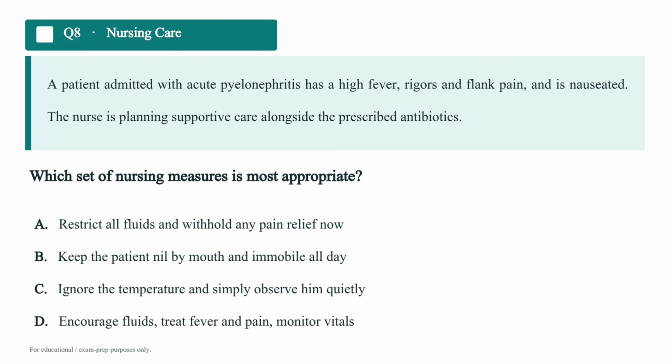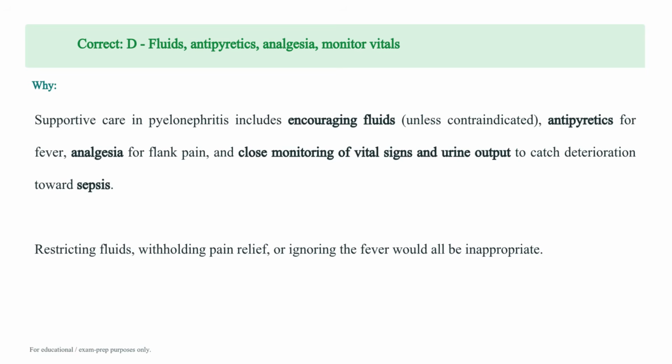The answer is D. Encourage fluids, treat fever and pain, and monitor vitals. Supportive care means encouraging fluids unless contraindicated, giving antipyretics for the fever and analgesia for the flank pain, and closely watching vital signs and urine output to catch any slide towards sepsis. Restricting fluids, withholding pain relief, or ignoring the fever would all be inappropriate.